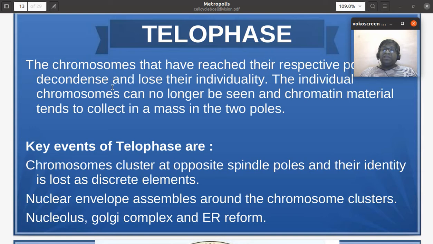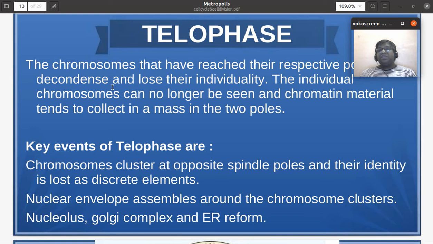The nuclear envelope assembles around the chromosomal clusters. The nucleolus, Golgi complex, and the endoplasmic reticulum are going to reform. They are going to appear back again. They are going to be resynthesized again in the telophase stage. So now there is a complete division of the nucleus.